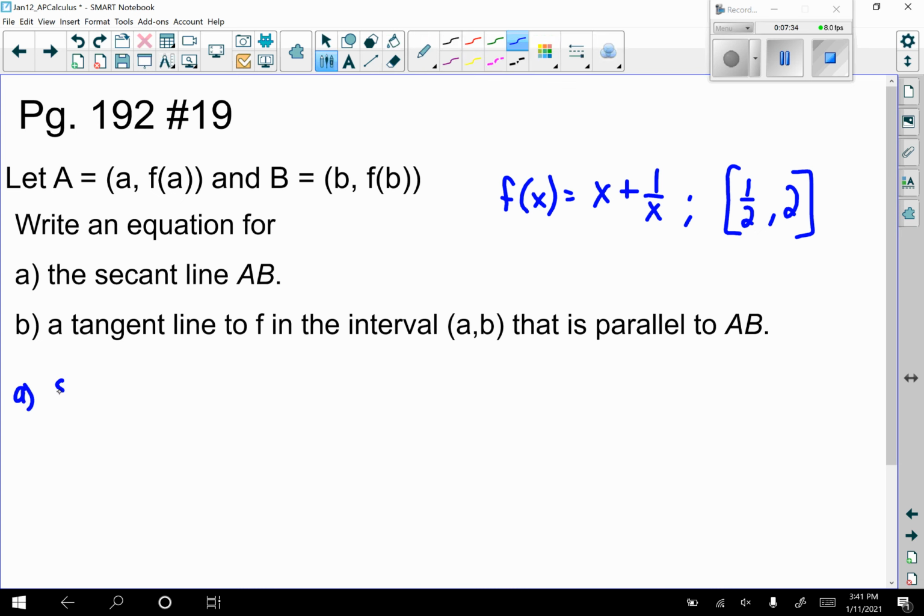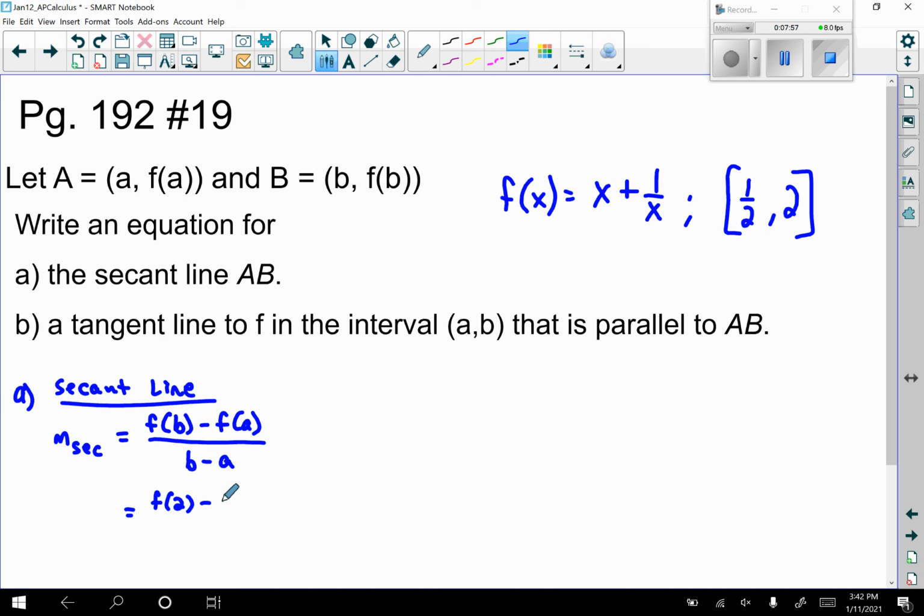We want the equation of the secant line, but first we need to find the slope of the secant line. And in that case, remember, that's just the slope formula, y2 minus y1, f of b minus f of a over b minus a. And in this case, b is going to be 2, so it's f of 2 minus f of 1/2, all over 2 minus 1/2.